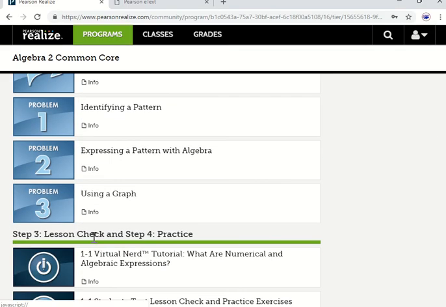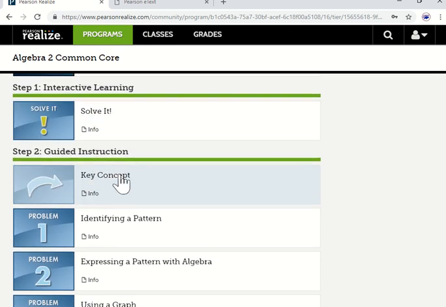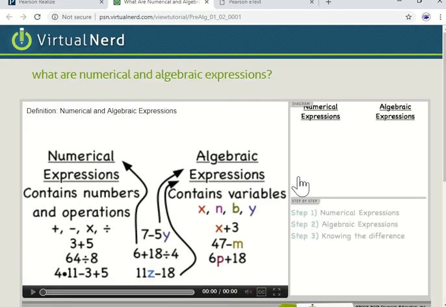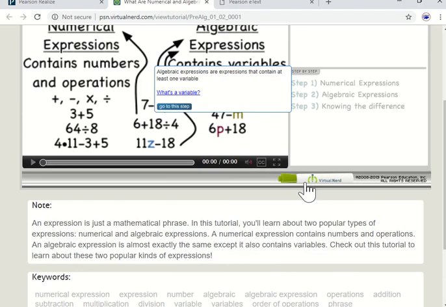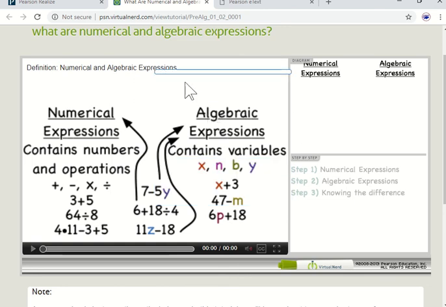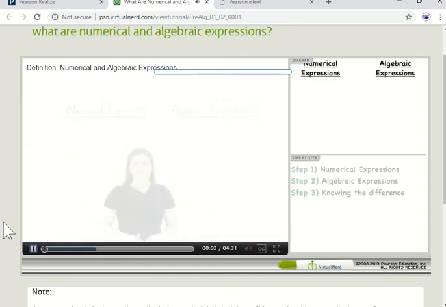So let's go back and see what this virtual nerd tutorial thing is. What are numerical and algebraic expressions? I think this is referring back to the key concept. So let's take a look at what this is. Open in a new window. Ooh, this is interesting. So it's down here, notes, keywords. So it's a video. Algebraic expression, is this just part of the video? Ooh, I can click on this. Four and a half minutes.